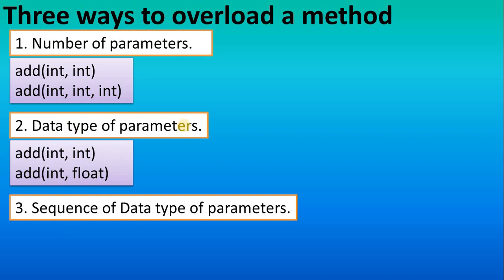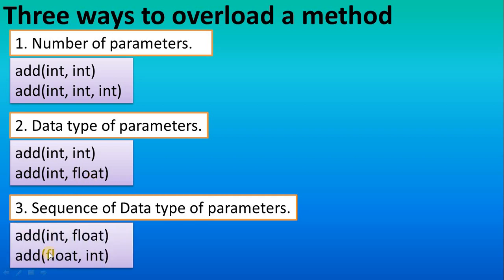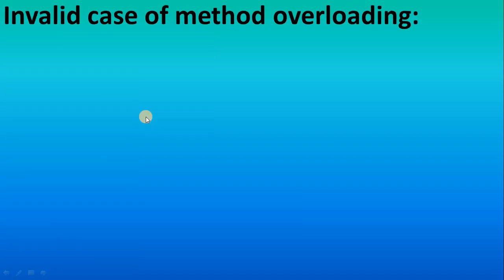And here, data types of parameters. In both cases we have two parameters, but here you observe integer and float, so that will become method overloading. For sequence, here int float, but here float int, so their sequence is different, and that is again the method overloading concept. So in method overloading the situation can arise like that. Whatever the difference is there, it will become method overloading.